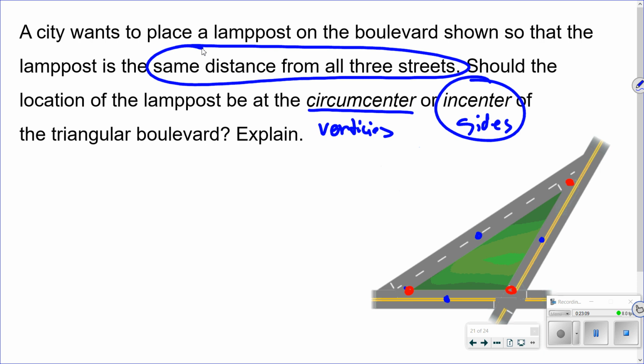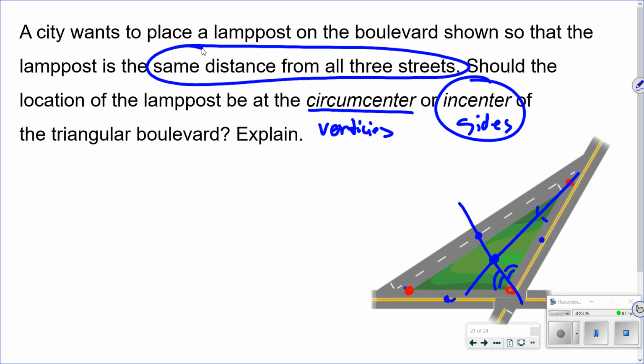So if you're going to find it, you would construct the angle bisectors. You would come up here and you would draw the angle bisector. You draw the angle bisector. Find the point where they cross, that's the incenter. It would be the same distance from all the sides of the triangle.